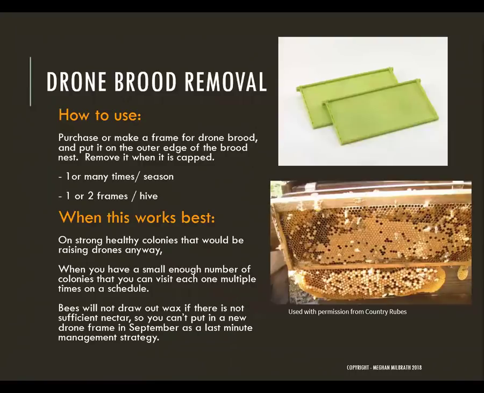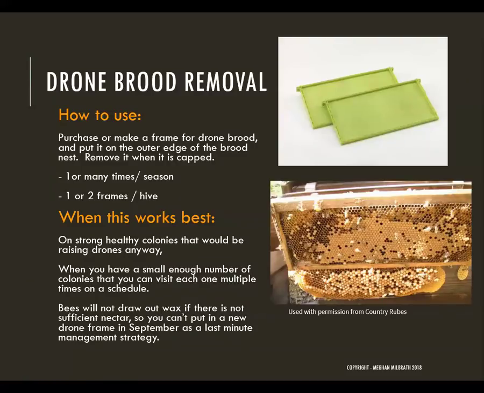You can do it by purchasing these green drone frames for drone brood, and you put it on the outer edge of the brood nest. So if you've got, you know, honey on the outside, then pollen, you'd put a drone frame there, and then you've got your brood in the middle. There are people who just do it once a season, like they put it in right at the beginning. Once it's filled with drones, they take it out and replace it with a regular frame. There's people who do it many times a season.